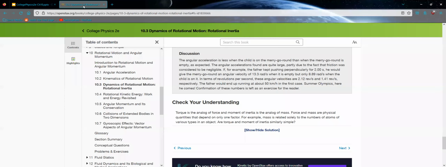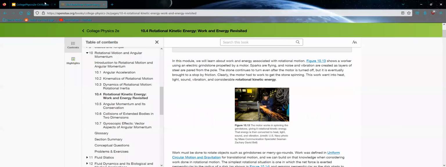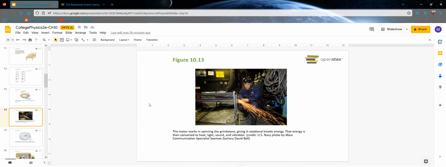Kinetic energy, cool. Let's go to the next chapter here. Kinetic energy is the same conversation we've been having a while, right? Kinetic energy is 1/2 mv squared. You rotate that energy, you still have that kinetic energy. Just we care about different variables in the equation that have different symbols for them, right?